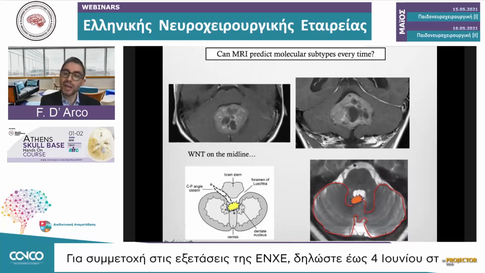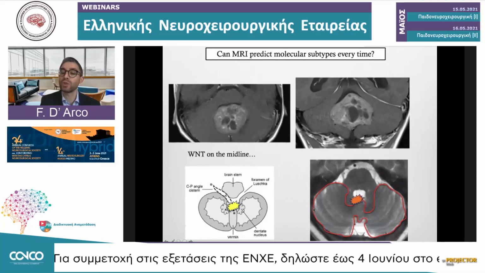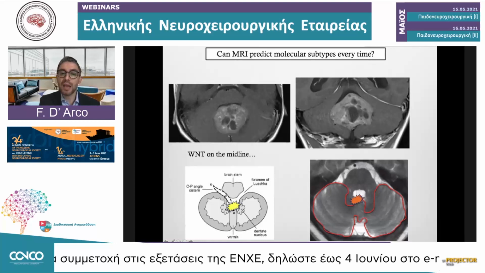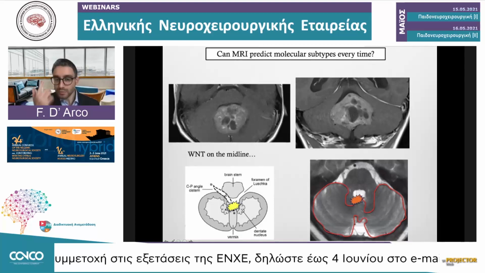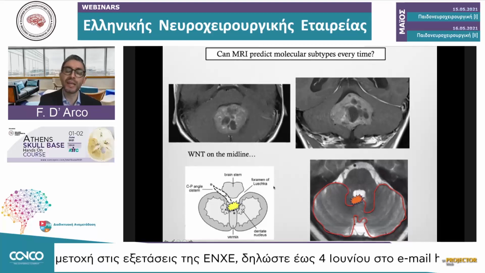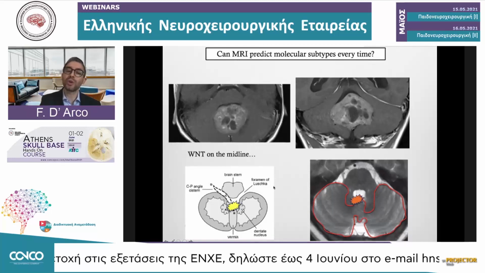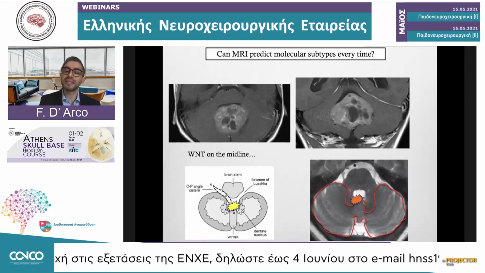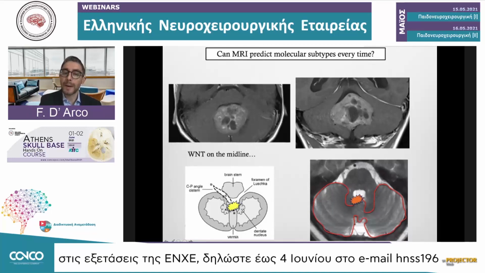But when you have the other locations, peripheral location for sonic hedgehog and CP angle for WNT in older children, you can actually say, well, this has to be a WNT medulloblastoma.